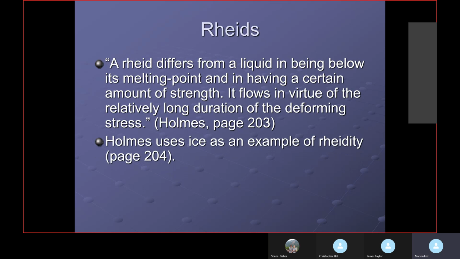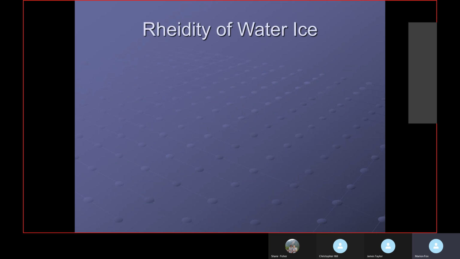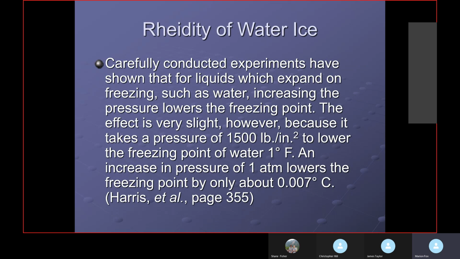And Holmes uses ice as his example of rheidity. And so on page 204, he used that as an example. Ice bends at a temperature near its melting point. Now, if the ice is like minus 100 degrees Fahrenheit, it takes a lot of pressure for doing the melting. And what we have here is it bends at a temperature near its melting point, but the rocks are not near their melting point. So the parallel in using the ice as an example of it just won't prove anything, because the rocks are not near their melting point when this occurs. So that's the problem with it. And so he goes on and uses some more.